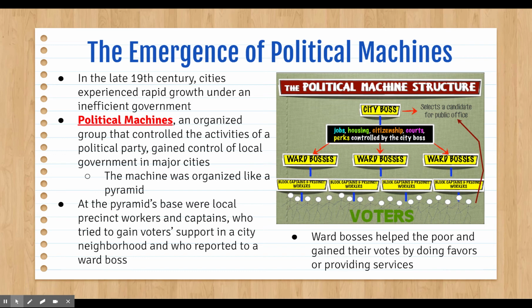And so the block captains would work in specific neighborhoods, convincing the voters who they should vote for, depending on which candidate the machine supported. The precinct workers and block captains reported to the ward boss, and the ward boss would report to the city boss. So the city boss was not a political candidate. The city boss chose who they wanted to be on the city council or the mayor because they wanted to have control over jobs, housing, citizenship. They wanted to have a say in what was going on in the government.